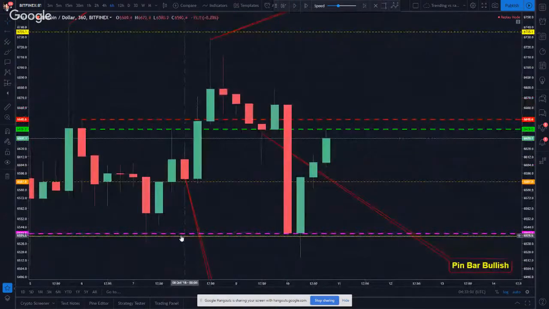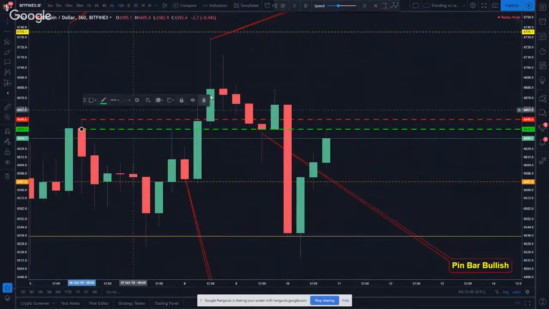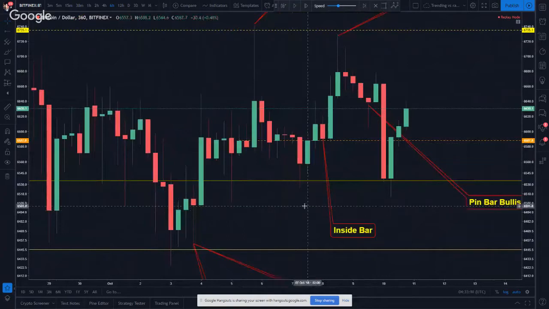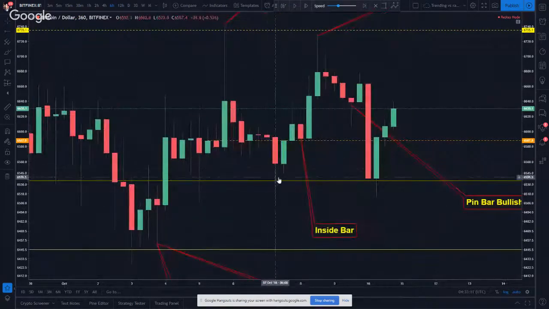Inside bar setup. Here we go. Let's get away from the pin bars. Like I said, these pin bars are very common in crypto because of the amount of volatility we have. We had an inside bar setup. Let's say we missed off the spring off support here or the pin bar, because technically either one worked. We would have played this inside bar.